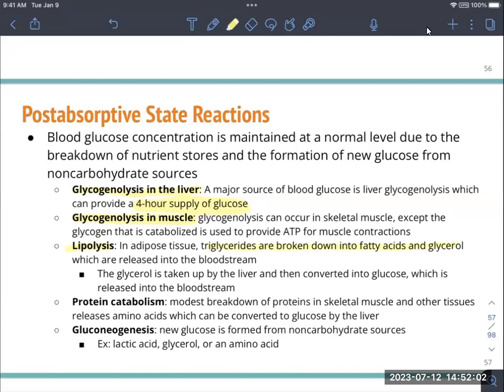It gets released out into the bloodstream, and the liver converts it into glucose. That then gets released back out into the bloodstream again. We have our protein catabolism. So we can break down proteins in skeletal muscle and other tissues to release out amino acids. These amino acids can be converted to glucose in the liver, and then gluconeogenesis, forming new glucose molecules from non-carbohydrate sources. Lactic acid, glycerol, amino acids. This is the formation of new glucose. These are all different things that we use to get ATP during this non-absorptive state to maintain our blood glucose levels during this non-absorptive state.